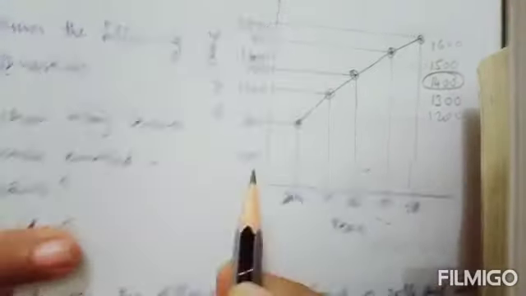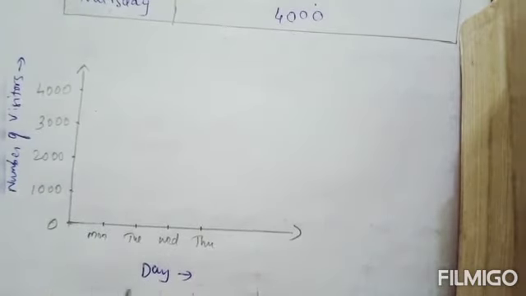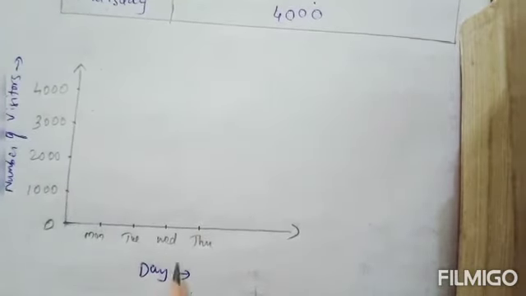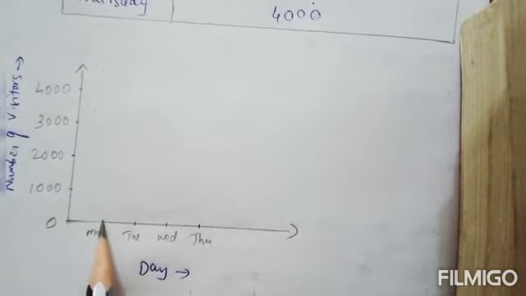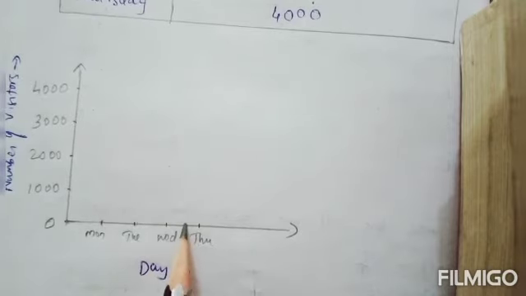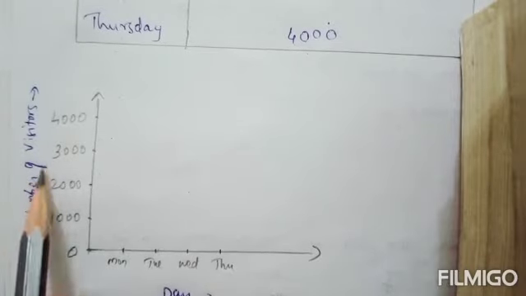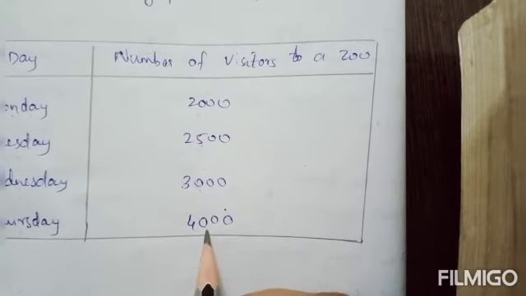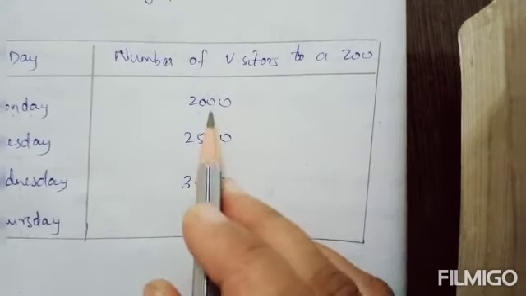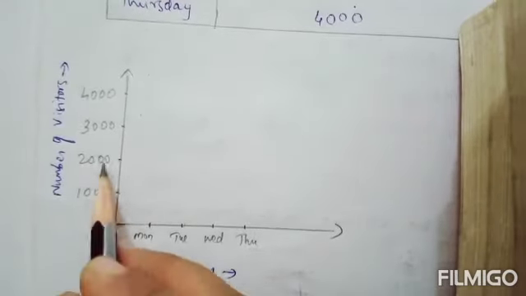In order to draw a line graph, you have to first draw a horizontal axis and a vertical axis. Now on the horizontal axis, let us mark the days, that is Monday, Tuesday, Wednesday, Thursday, at equal distances. Now on the vertical axis, let us mark the number of visitors. Here the number of visitors are 2000, 2500, 3000, 4000. All will go in 1000s. So let us take the scale 1000, 2000, 3000, 4000, etc.